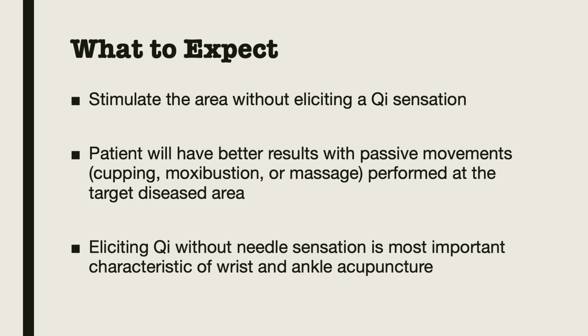When doing wrist and ankle acupuncture, it is required to stimulate the area without eliciting a chi sensation. Also, the patient will have better results with passive movements such as cupping, moxibustion, or massage performed at the target diseased area. Although chi is not elicited at the insertion area, it is directed elsewhere. Eliciting chi without needle sensation is the most important characteristic of wrist and ankle acupuncture.